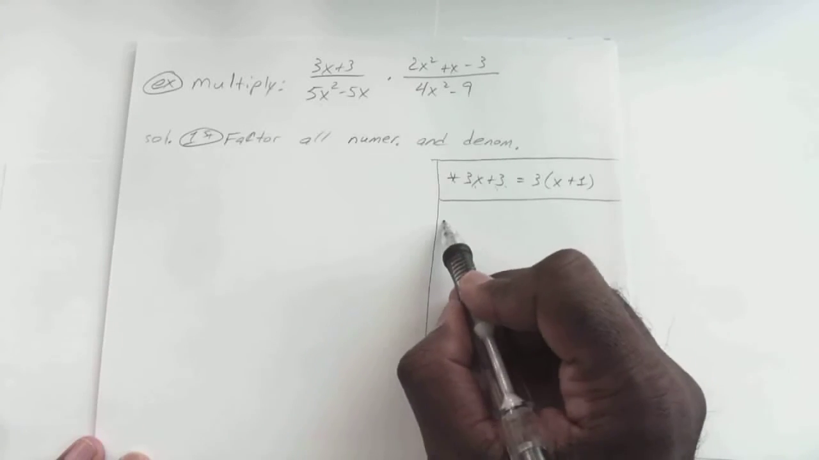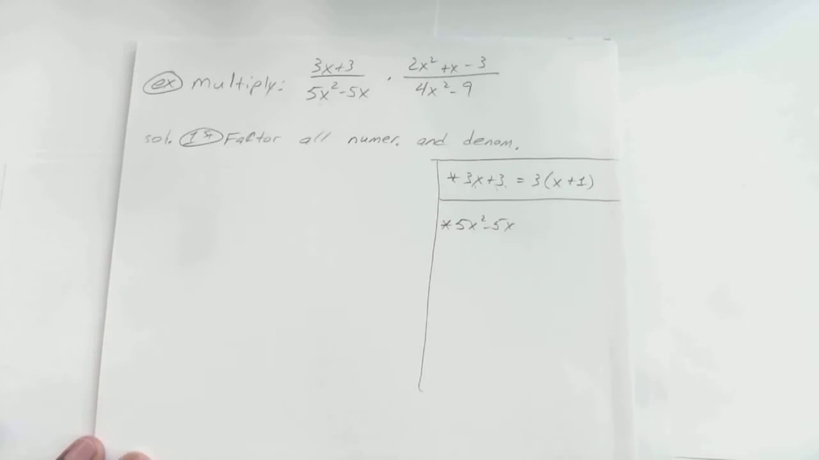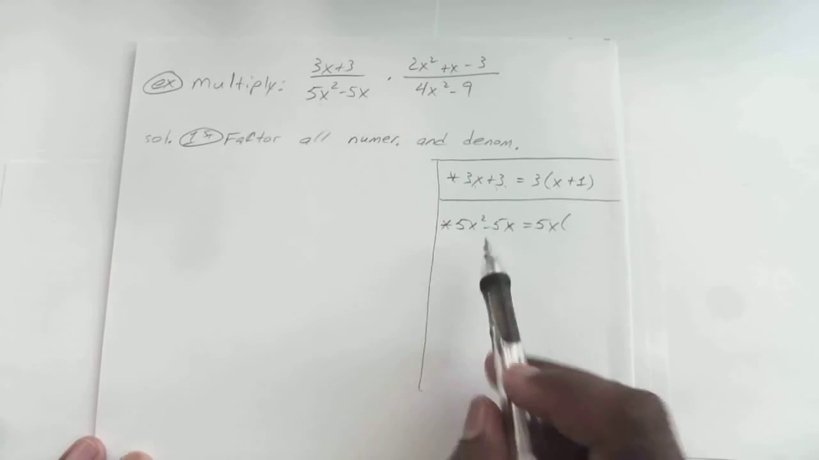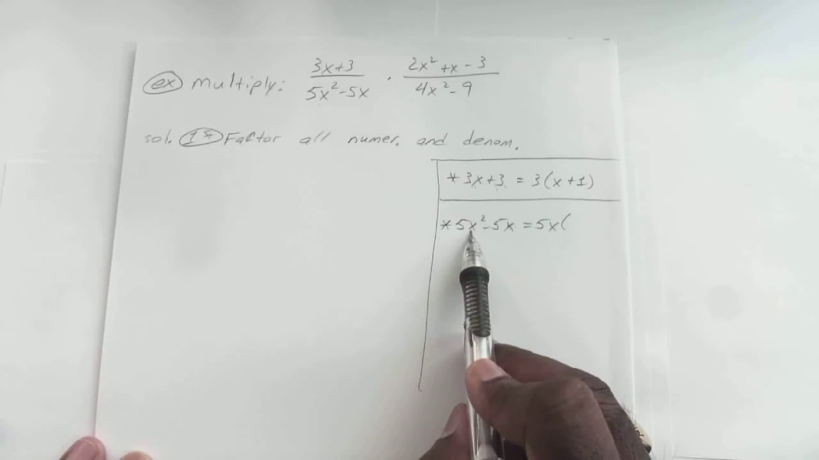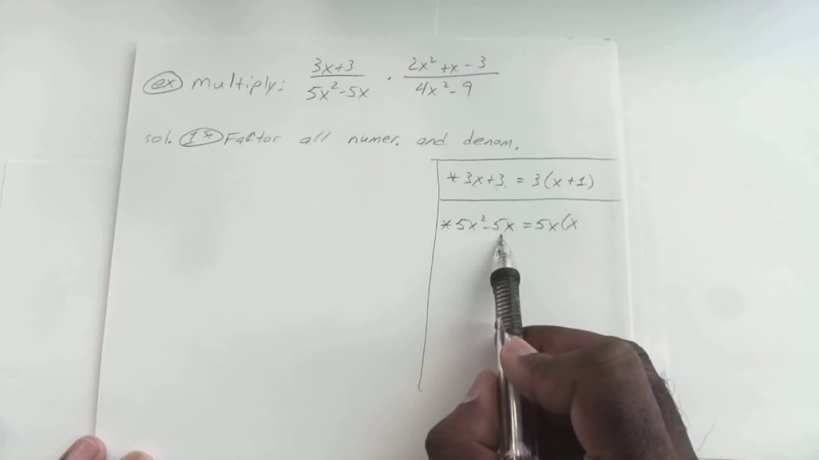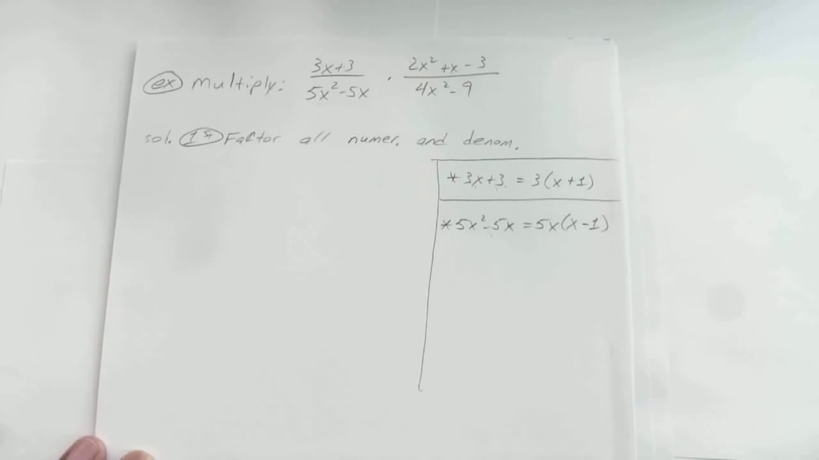5x squared minus 5x. We can factor a 5x out of both of those. 5x times x will give us our 5x squared. 5x times negative 1 will give us our negative 5x. So we put our negative 1 right there.